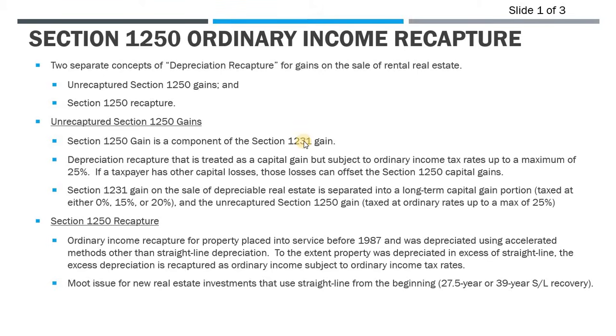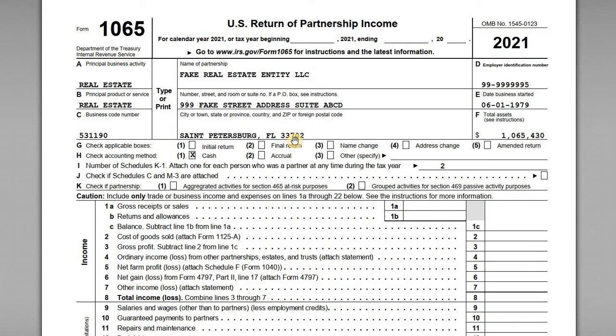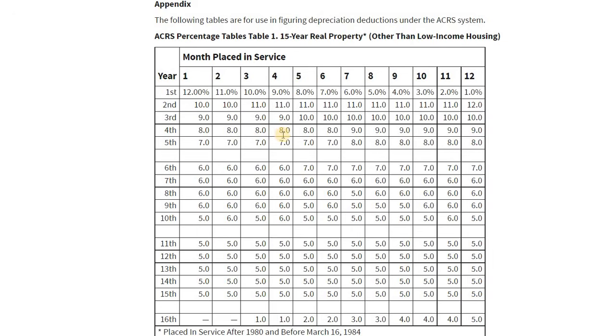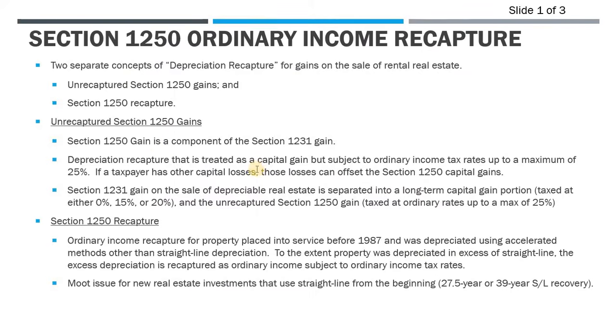So I've got a few things in front of us here, the slides. I've got a sample return, a 1065 real estate partnership where we'll show how the sale is recorded and the various character items for the gain itself. And then I've got open the IRS publication 534 here, which covers depreciation on property placed into service pre-1987. This is where we get the accelerated rates. The table that we're going to go through shows how the depreciation was taken in those earlier years. So if we go back to the slide here, just some background on what the 1250 issue is.